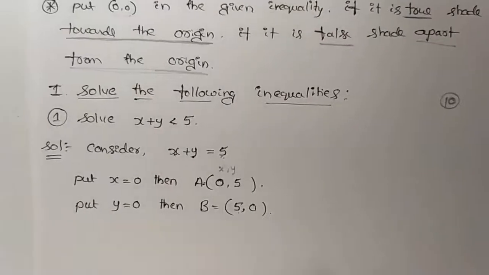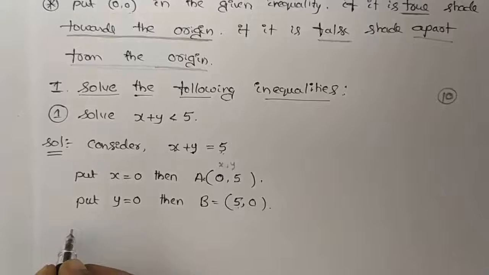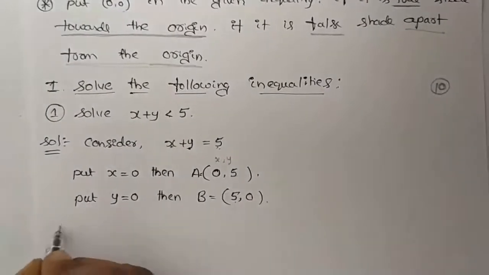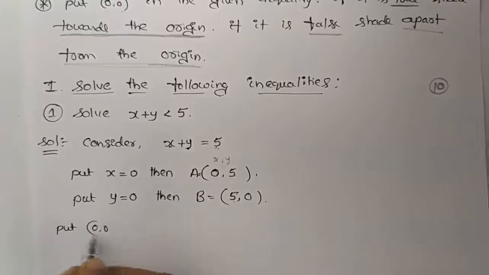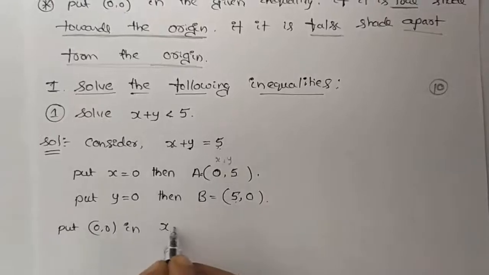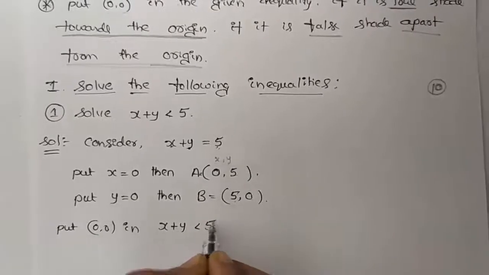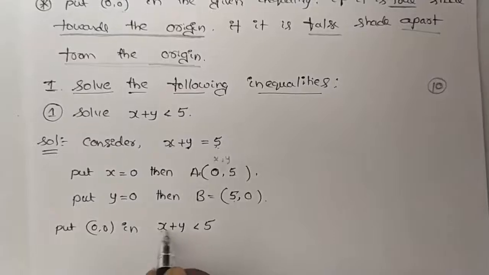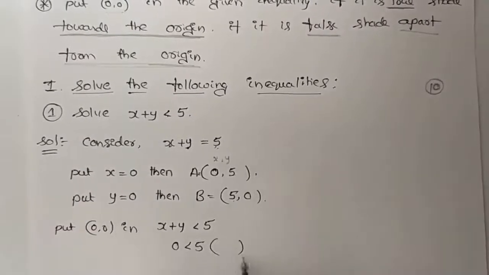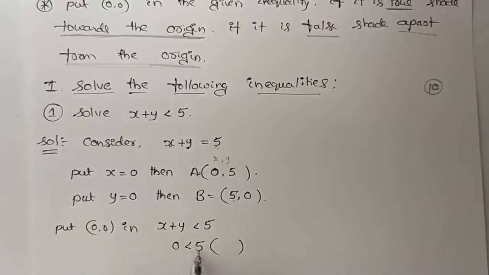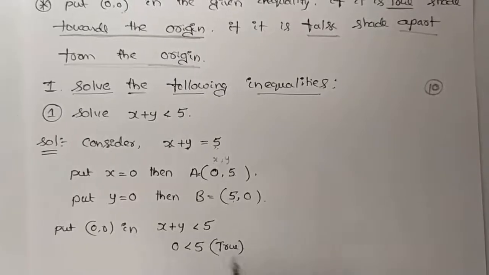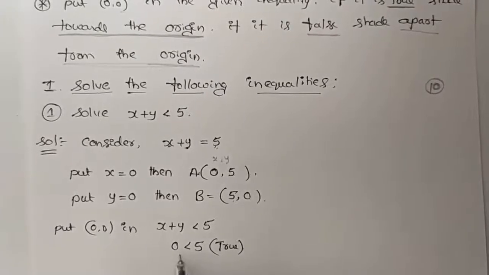Okay, now the fourth step: put 0 comma 0 in the given inequality. The given inequality is x plus y is less than 5. Then 0 plus 0 is 0, and 0 is less than 5. Is this true or false? 5 is more than 0, so yes, it is true.